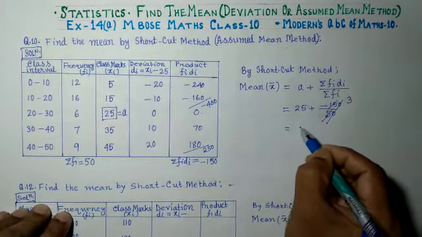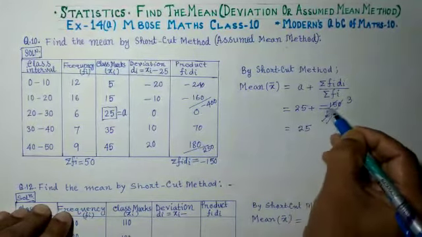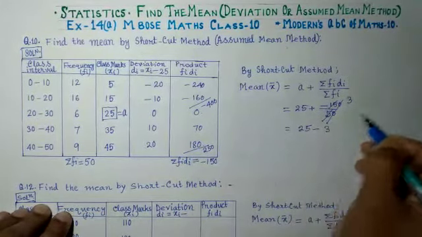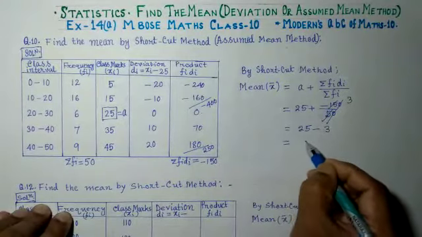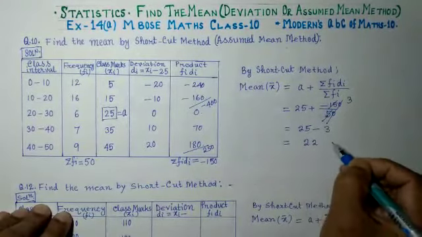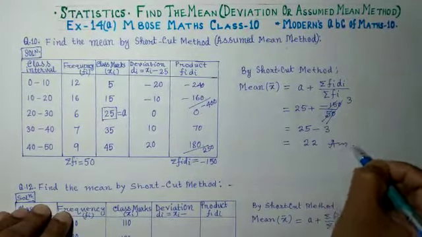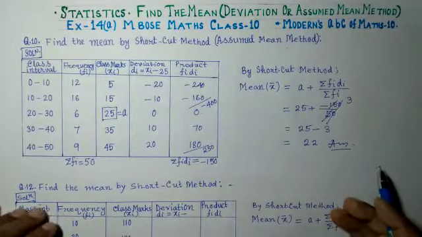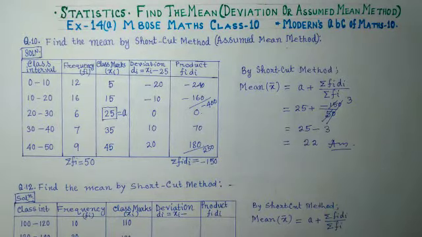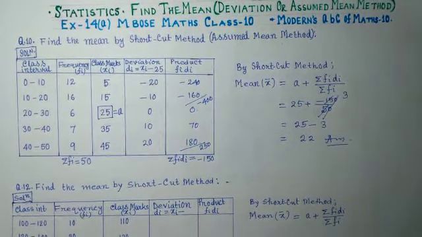So we get here 25 plus into minus, minus this 3. So 25 minus 3, it is 22. That is the answer for the mean. So mean by the shortcut method, this is the way. And look at one more sum to understand better.